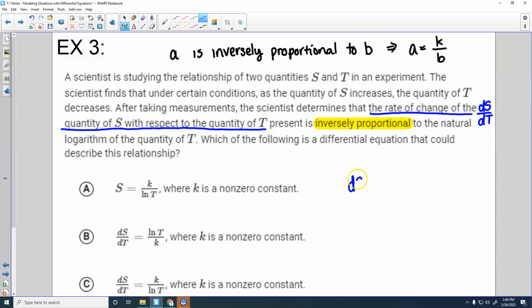So we got dS/dT. Is, what do we write for is? Equals. Inversely proportional. Inversely proportional is not going to be k times a quantity, but it's going to be k divided by a quantity. Okay? And then we have the natural logarithm of the quantity t. So that is ln t.